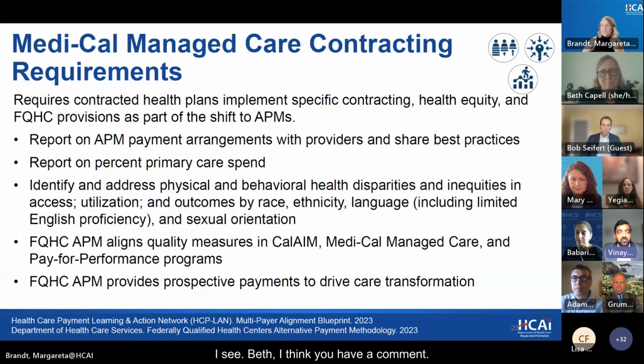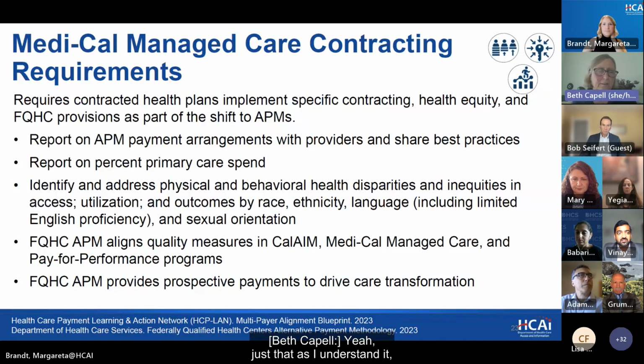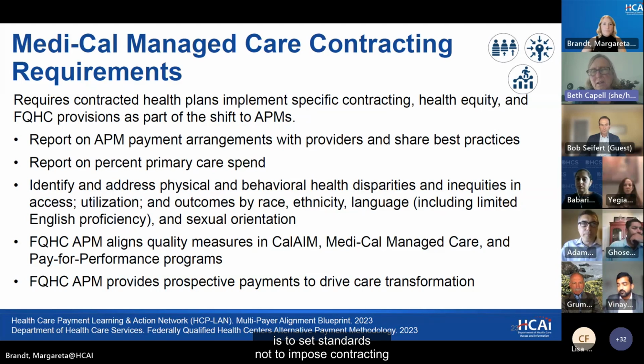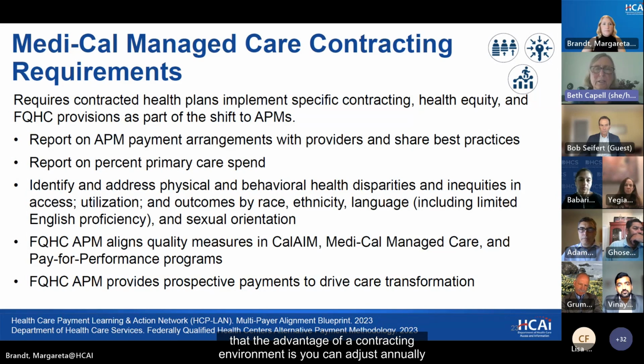All right, I see Beth, I think you have a comment. Yeah, just that, as I understand it, the task facing OHCA with respect to the APM is to set standards, not to impose contracting requirements. And certainly this came up on the DMHC equity quality measures, the advantage of a contracting environment is you can adjust annually. So we'll have somewhat different constraints on the work here, and Margareta, who explained this to me, can correct me if I got it wrong.